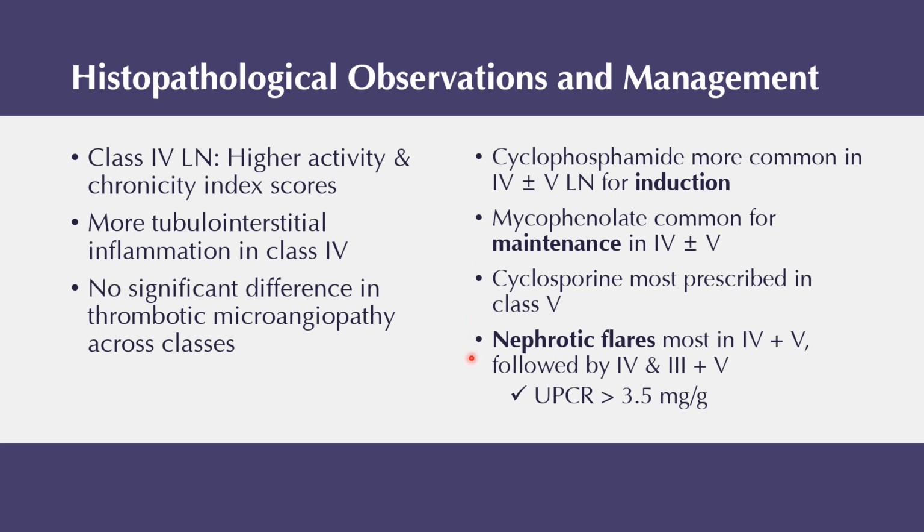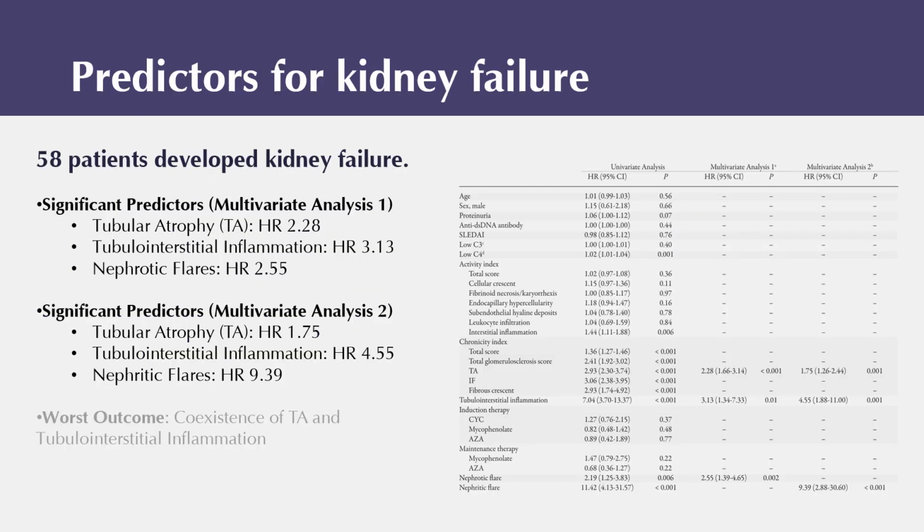Nephrotic flares, defined as nephrotic range proteinuria, were predominantly observed in class 4 with 5, followed subsequently by class 4 and class 3 with 5. In the study, 58 patients progressed to kidney failure. The Cox Regression Analysis identified several predictors for kidney failure.